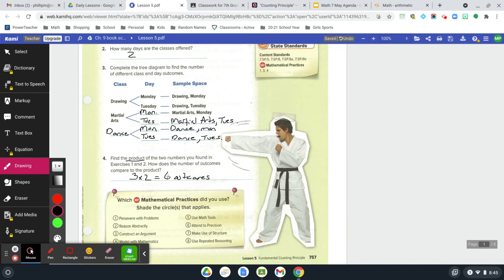So how does that number of outcomes compare to the product? Now look at the outcomes in the tree diagram. When we drew the tree diagram, we noticed in the sample space here, 1, 2, 3, 4, 5, 6. This also has 6 outcomes. So your tree diagram and us finding the product of that is 6 outcomes. So they are the same.